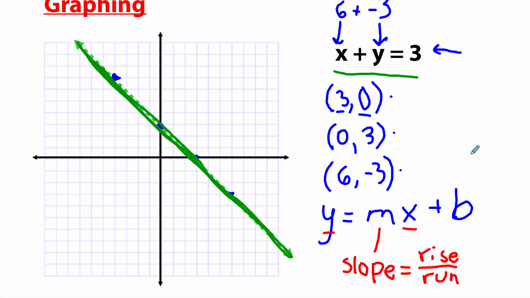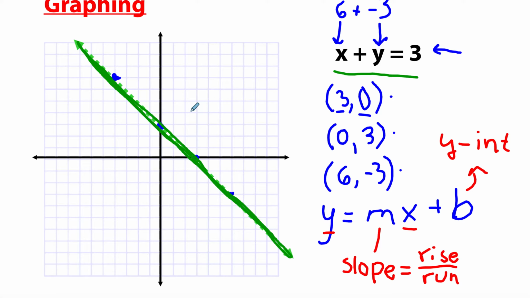And b is the y-intercept. I'm just going to write y-int, and that stands for y-intercept. What that means is where this line crosses the y-axis. So where does this line cross the y-axis? Clearly this line crosses the y-axis at 3. So here the y-intercept would be 3.